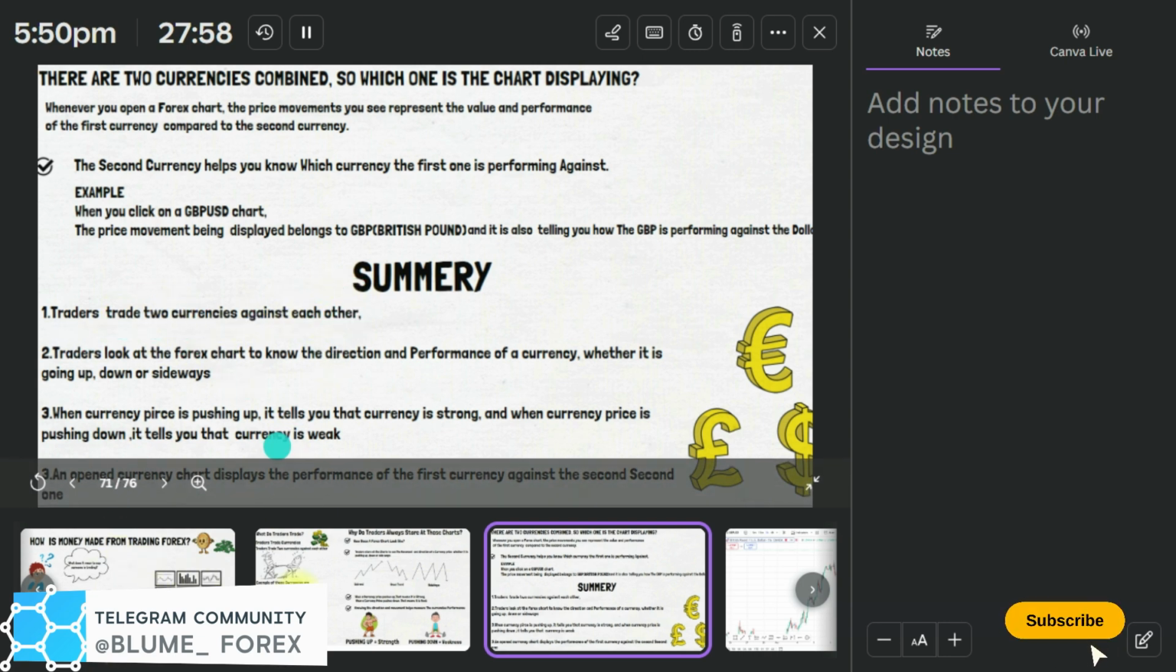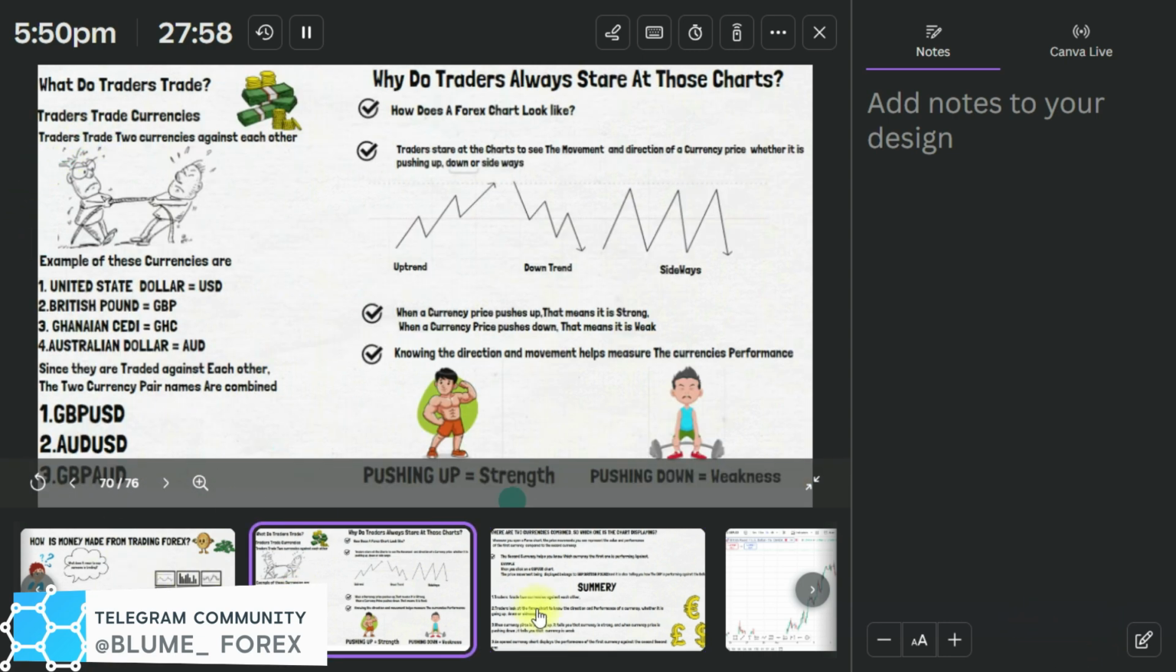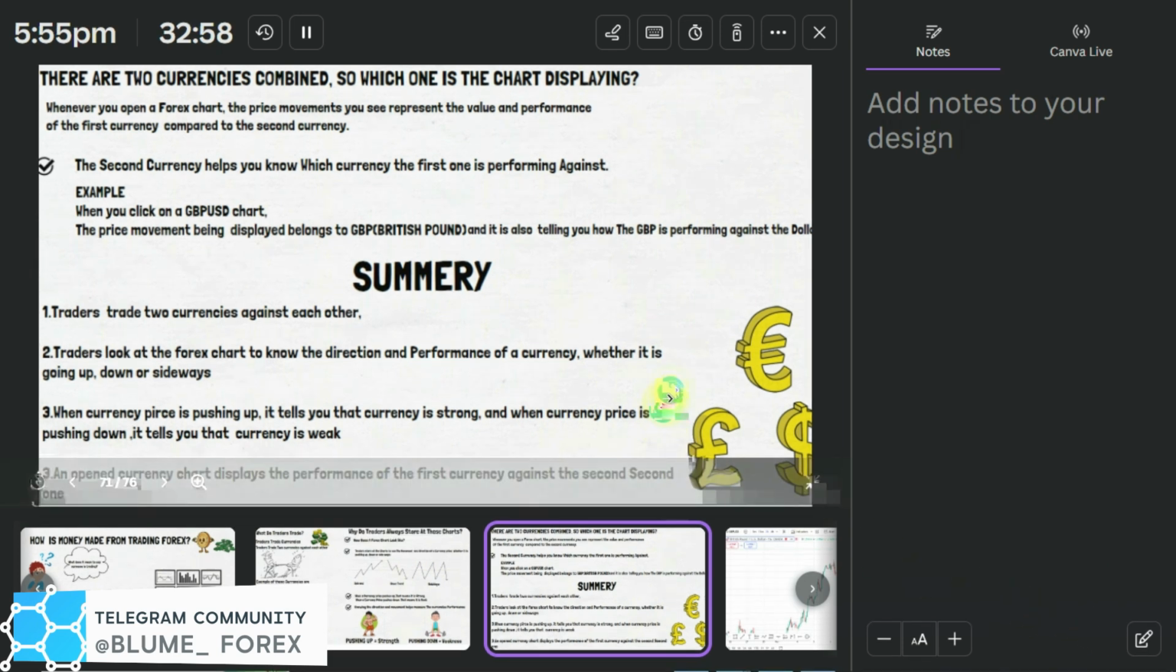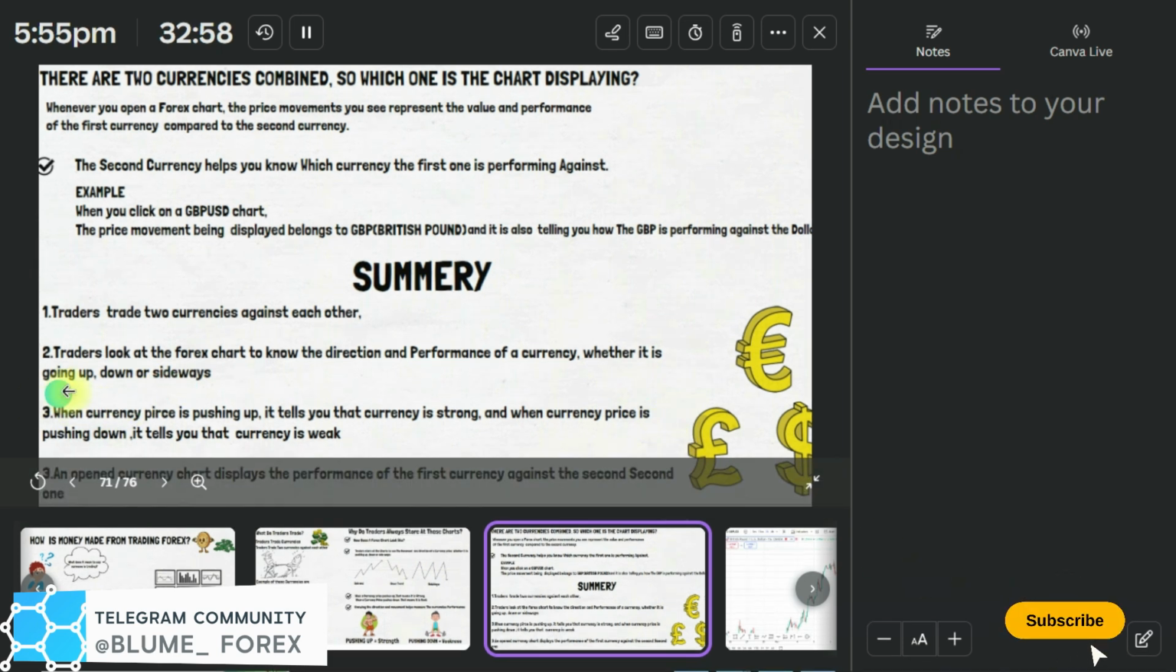So now you know what traders trade. You know traders trade currencies. And we don't just trade a currency, we trade two currencies against each other. You also learned that traders always look at the forex chart to know the direction and performance of a currency, whether it is going up, down, or sideways. So now we understand why traders are always staring at the chart, right?